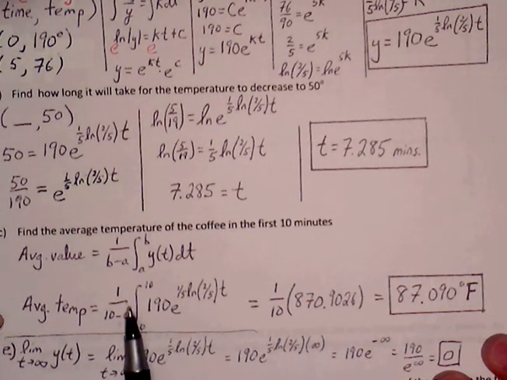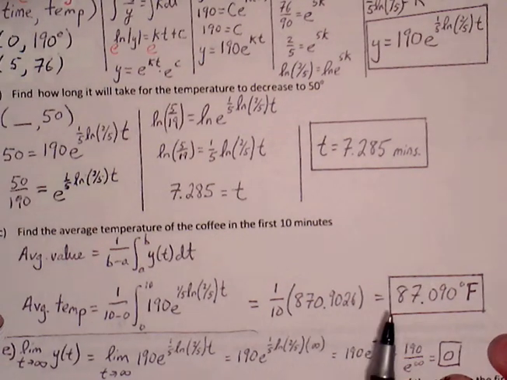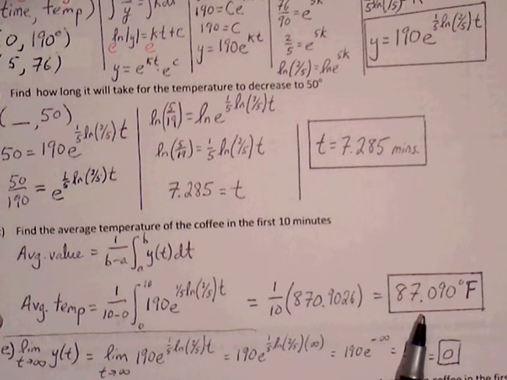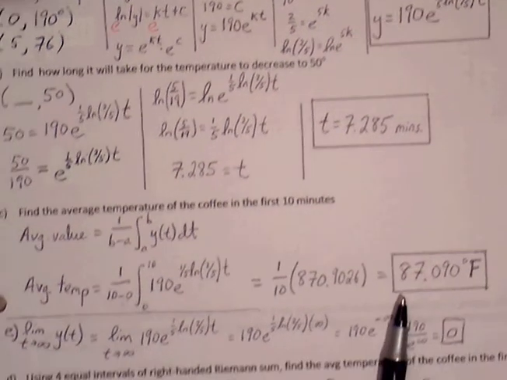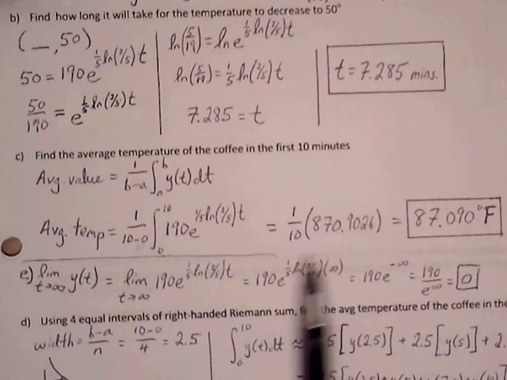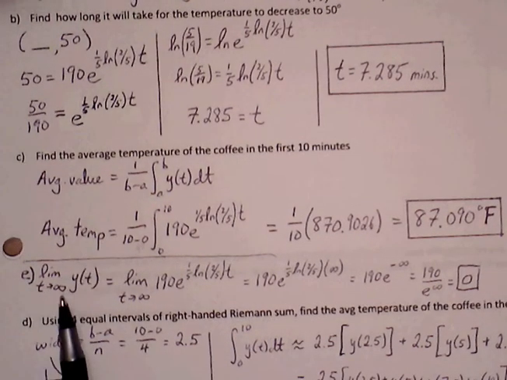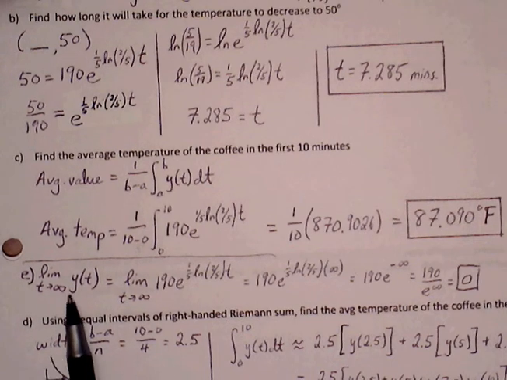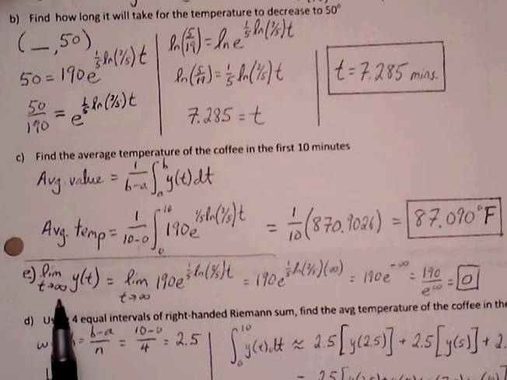And all this can go in your calculator. Okay, 870 divided by 10, so the average temperature will be 87.09 degrees Fahrenheit. Okay. Going a little bit out of order here, I'm running out of space, so I'm putting part E right here. Part E says find the limit of y of t as t approaches infinity.